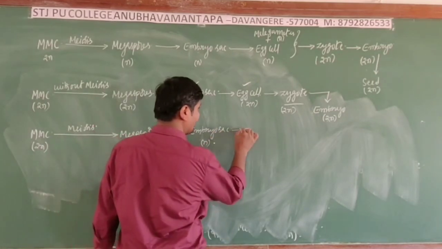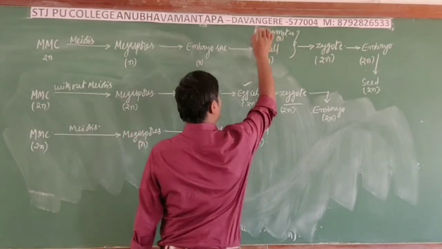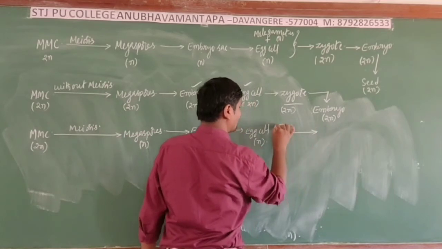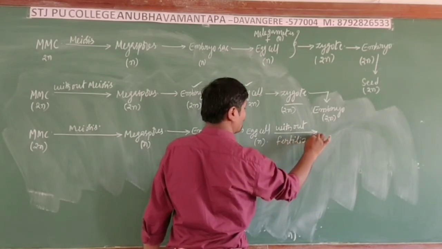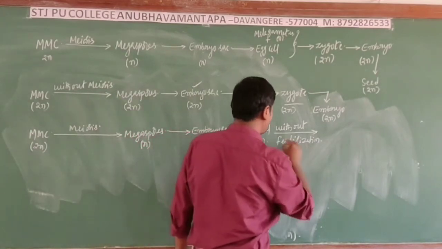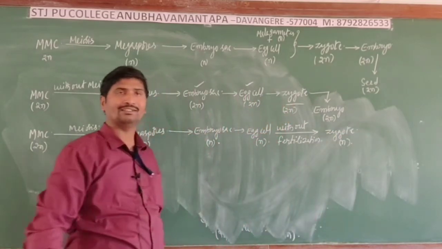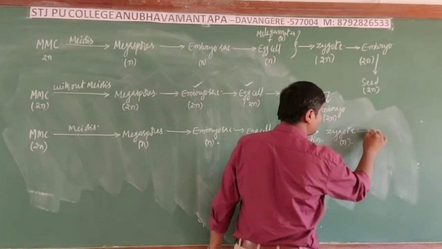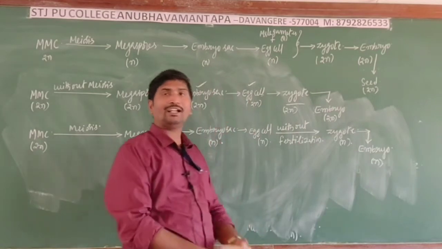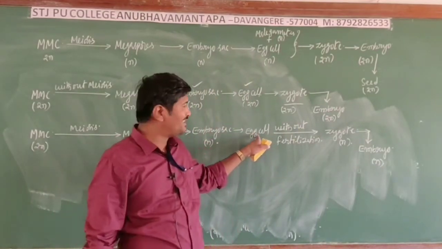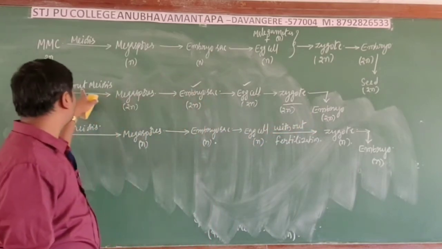Okay, next one, the egg cell is haploid, but there is no fusion of male gametes. Without fertilization, the egg cell develops into the zygote. That zygote is of which ploidy? Haploid. And the embryo is also haploid. See here, this is non-recurrent apomixis. The haploid egg cell directly gives rise to which one? The haploid embryo. Here see, the embryo is diploid without meiosis cell division.